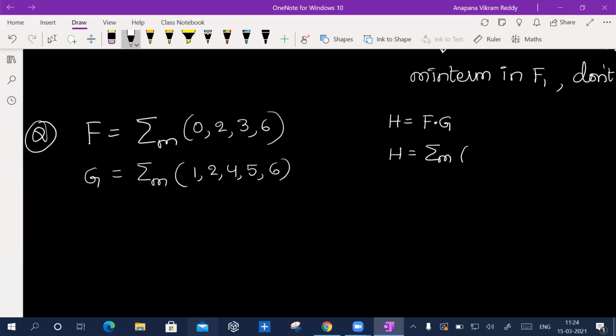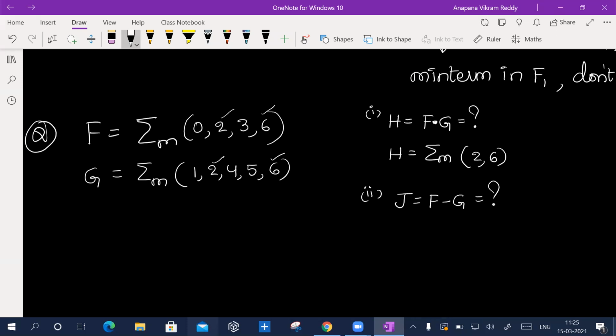Sum of minterms. So what is common now? 2, 6. So they are common, right? Whenever you find AND, you take what is in common. So the answer is 2, 6. This is question number 1. And question number 2, I think I gave this in the exam. Let J is equal to F minus G.